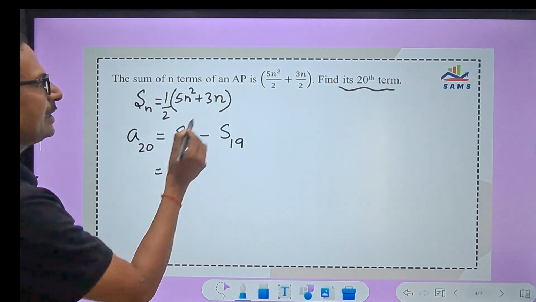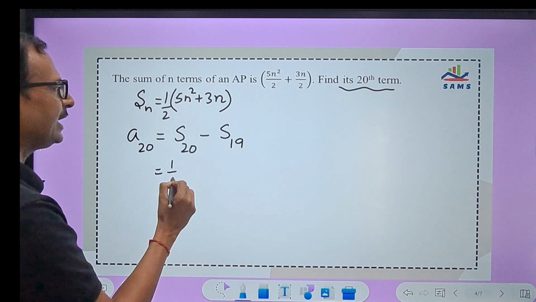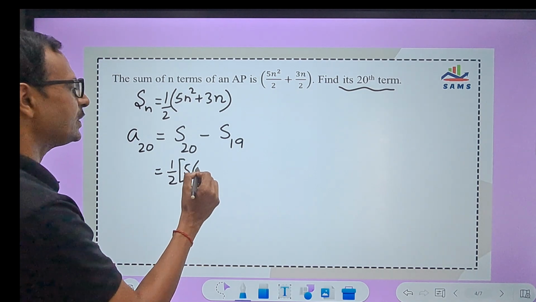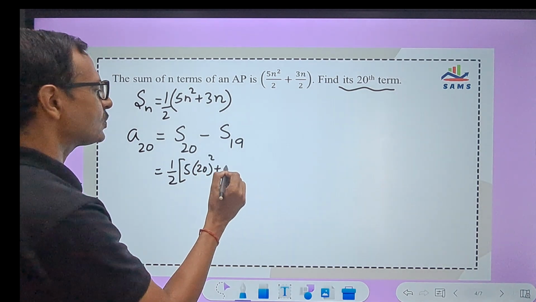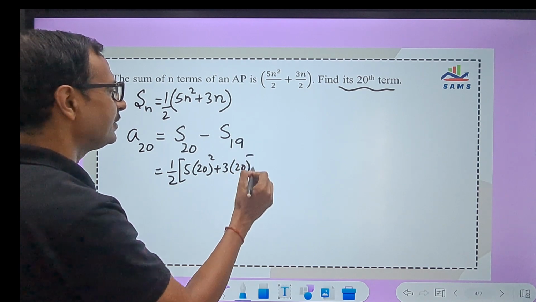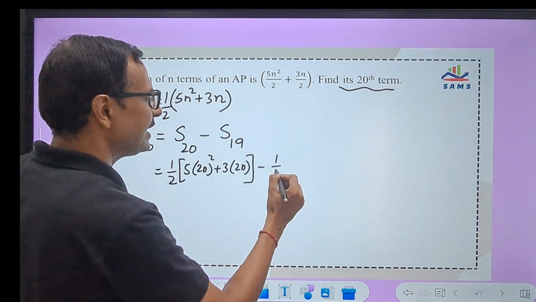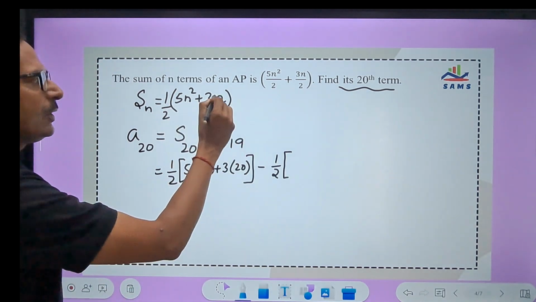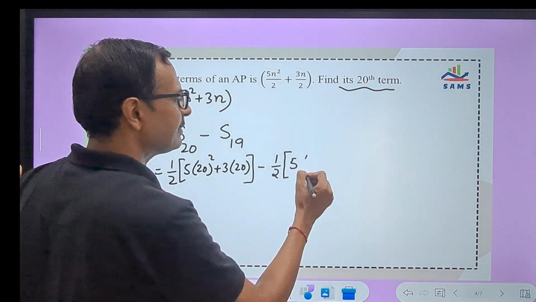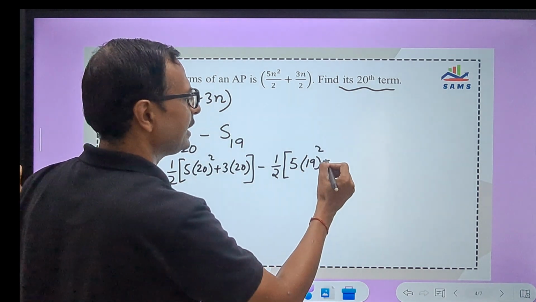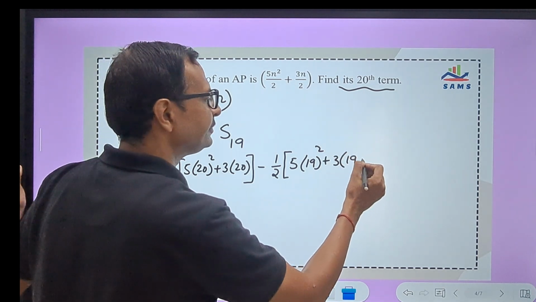So S20 will be obtained when I put n equal to 20 here, 5 times 20 square plus 3 times 20, and minus S19 will be obtained when I put n equal to 19 here, so 5 times 19 square plus 3 times 19.